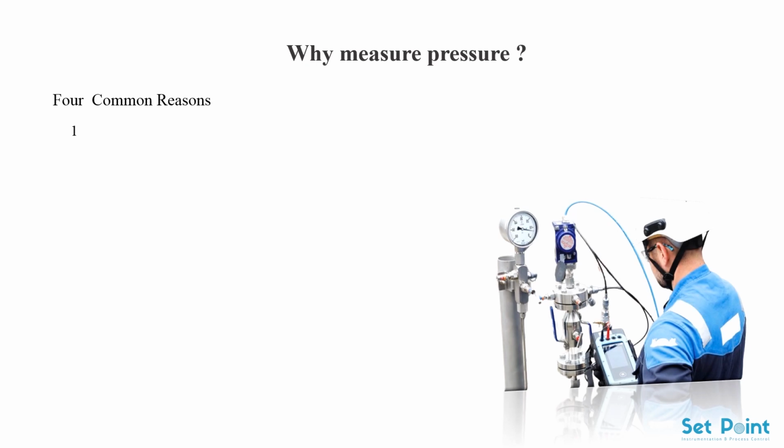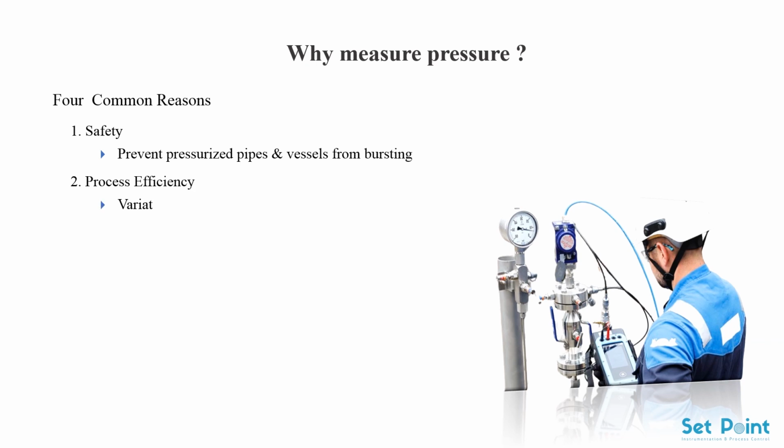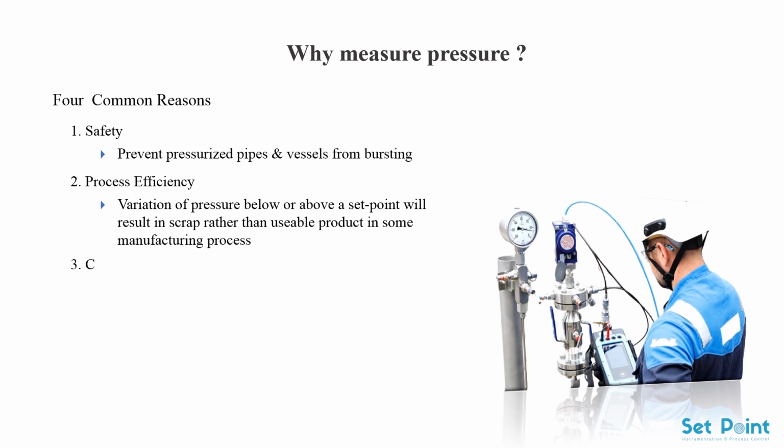Why do we measure pressure? For four common reasons. 1. Safety. Prevent pressurized pipes and vessels from bursting. 2. Process efficiency. Variation of pressure below or above a set point will result in scrap rather than usable product in some manufacturing processes. 3. Cost saving. Preventing unnecessary expense of creating more pressure or vacuum than is required saves money.